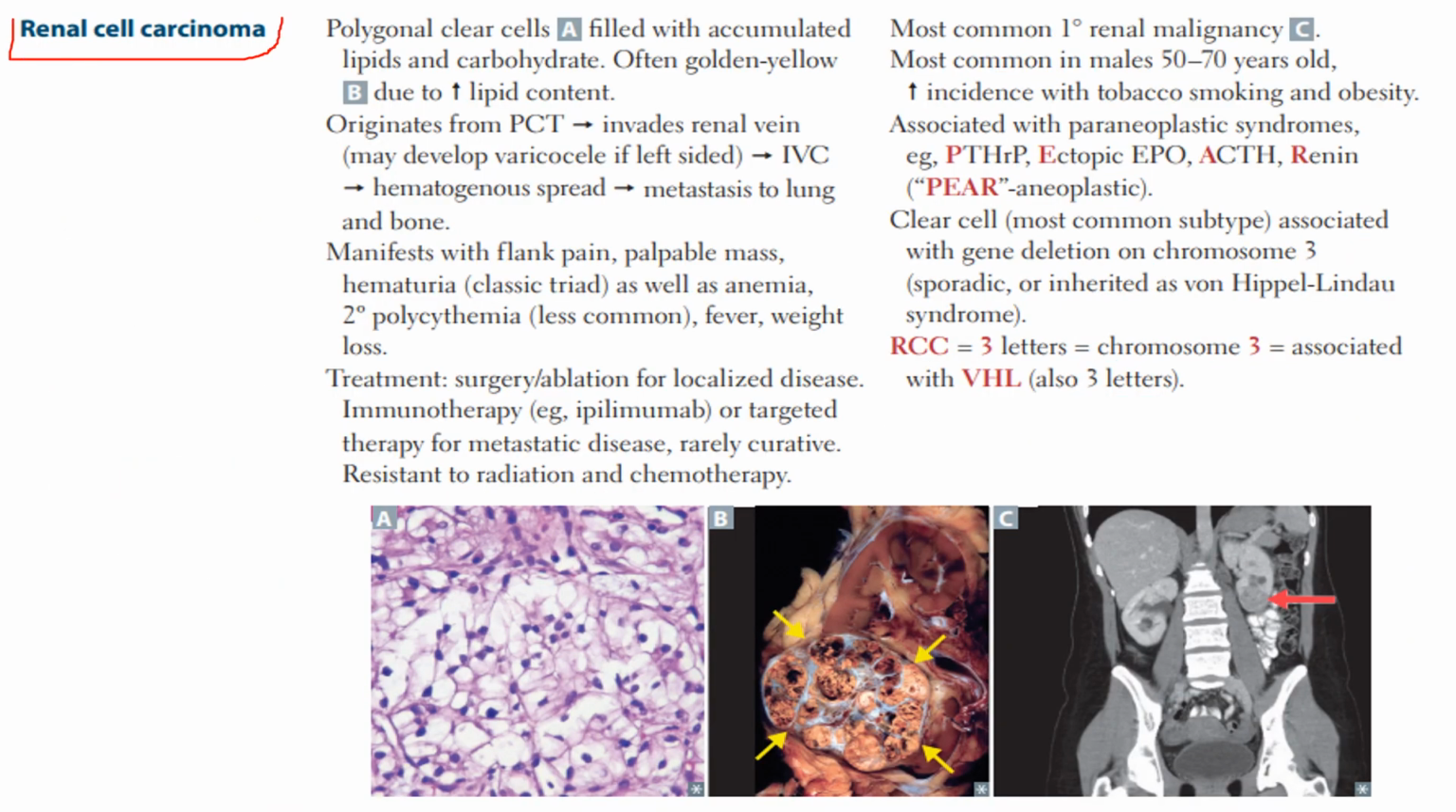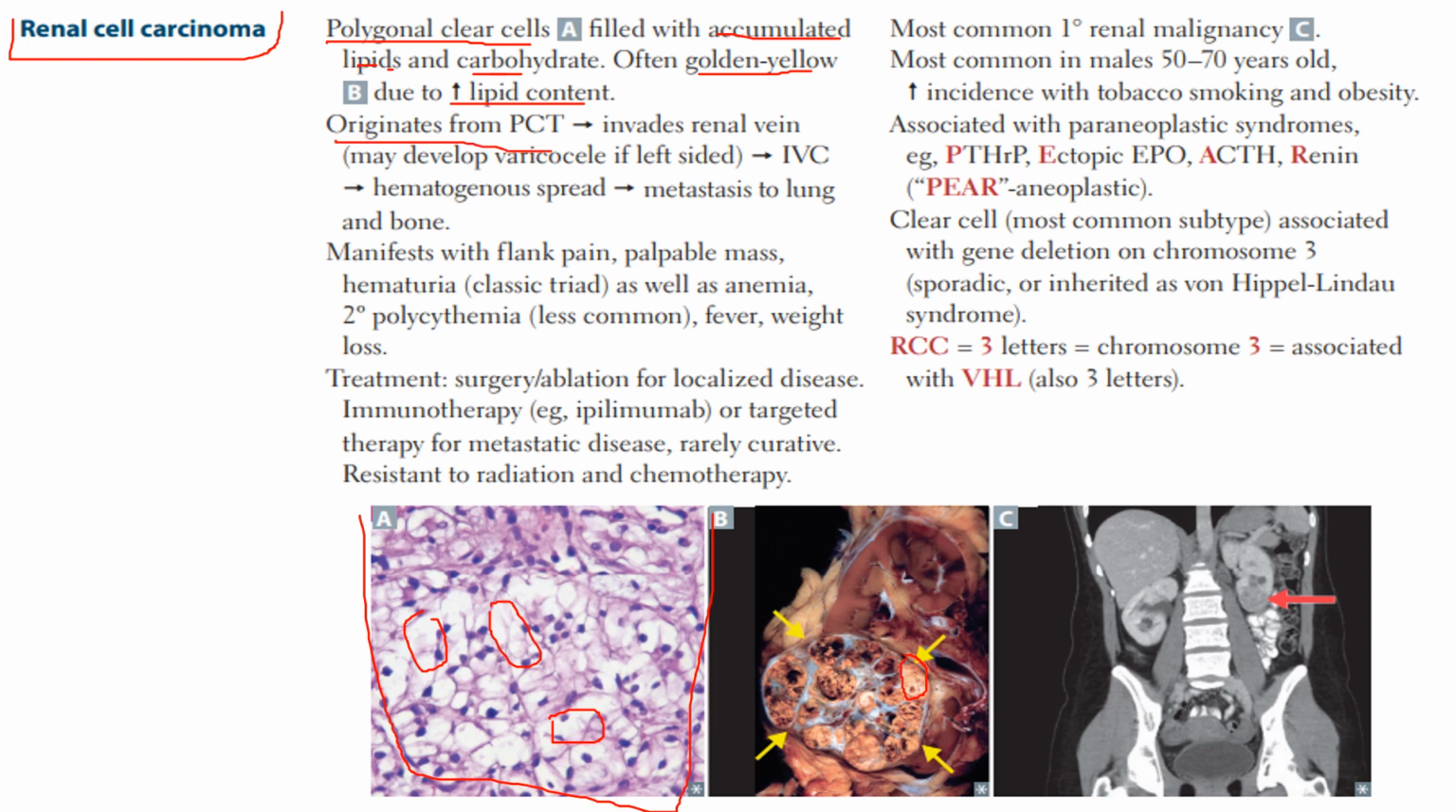Renal cell carcinoma. It shows polygonal clear cells, as shown in this figure, filled with accumulated lipids and carbohydrate, often golden yellow due to increased lipid content.